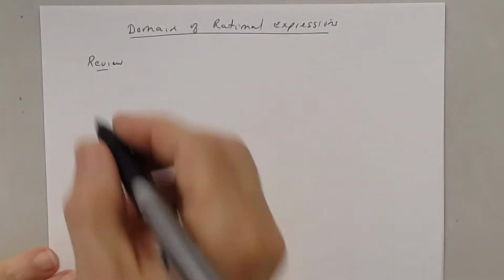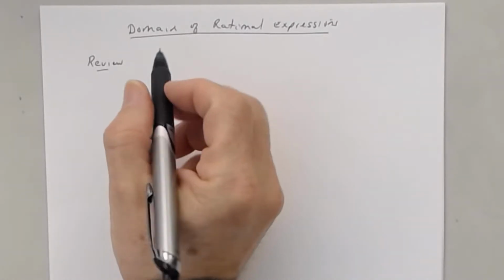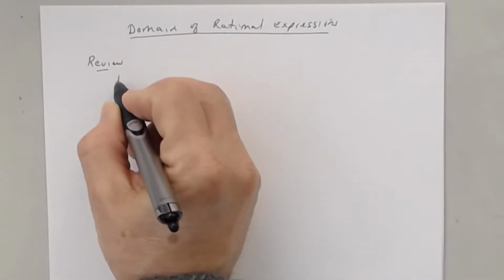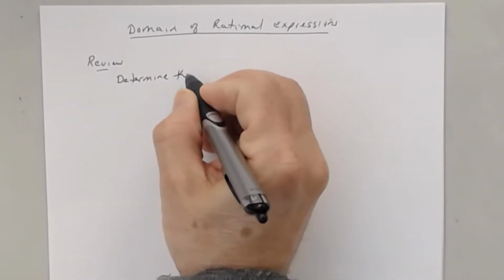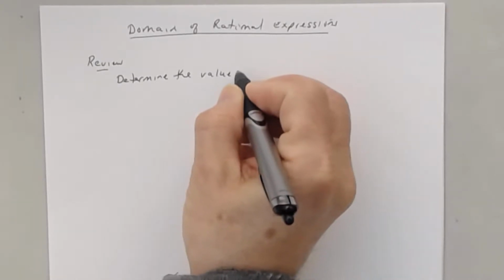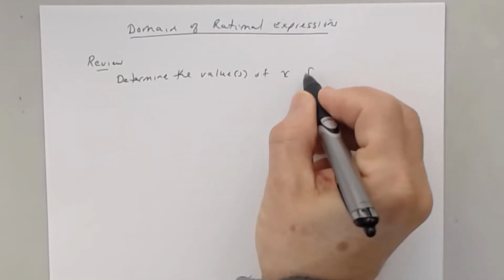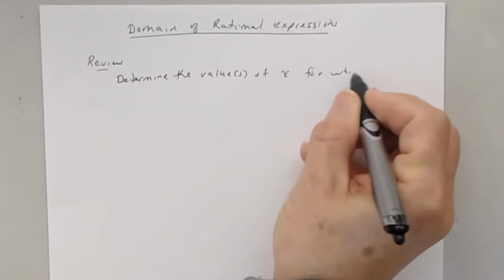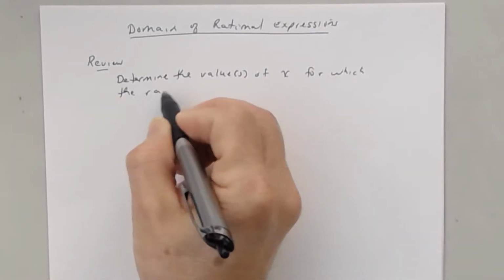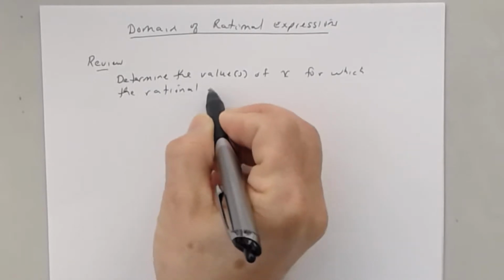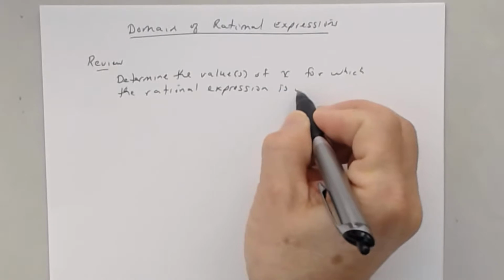Okay, so let's suppose the directions were the same directions as on that worksheet y'all turned in last class period. So basically say something like this: Determine the values, and there could be more than one, the values of x for which the rational expression is undefined.